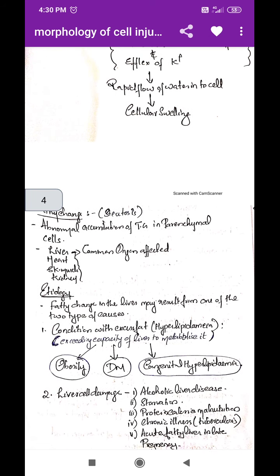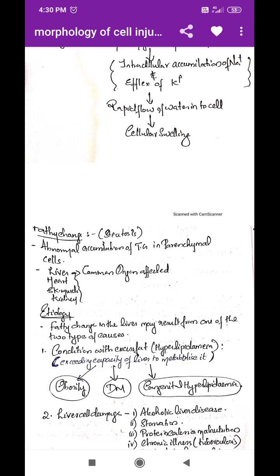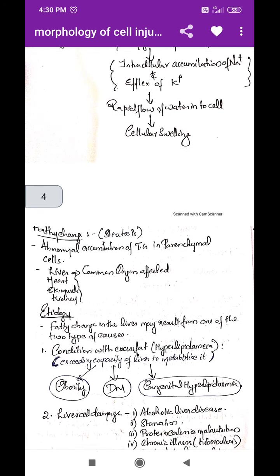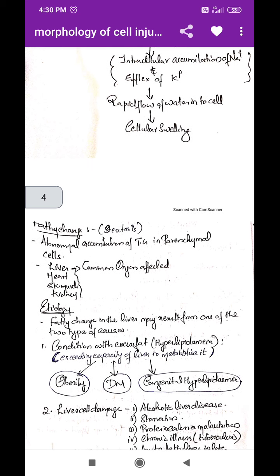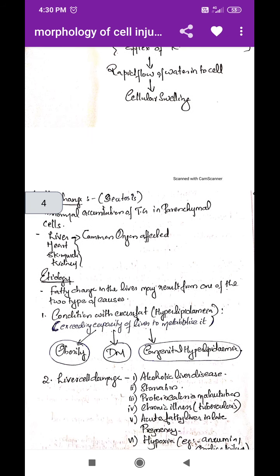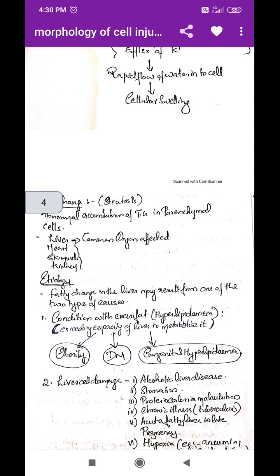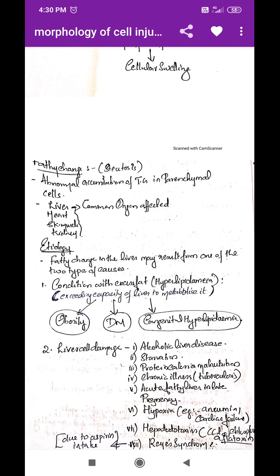Okay. Now about fatty change. It is steatosis. It is nothing but abnormal accumulation of triglycerides in parenchymal cells. The most commonly affected organ is the liver. The other organs are heart, skeletal muscle, and kidney.